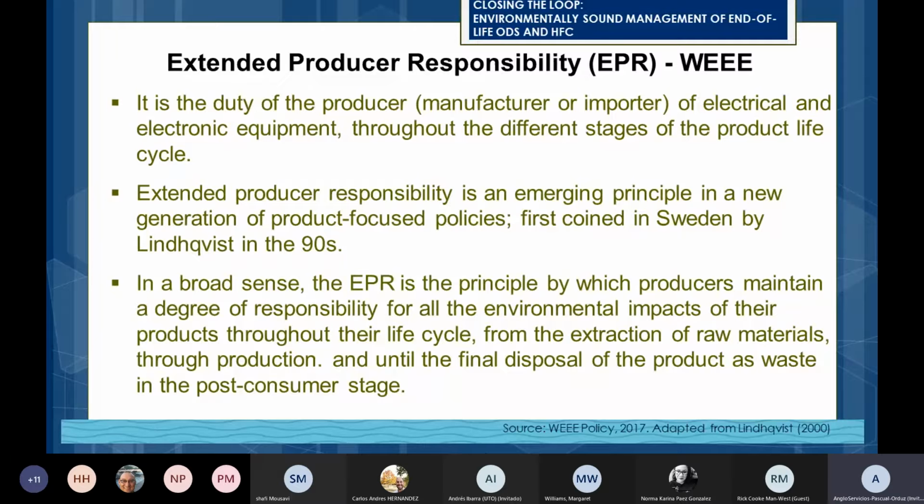In a broad sense, the EPR is a principle by which producers maintain a degree of responsibility for all the environmental impacts of their products throughout their life cycle, from the extraction of raw materials through production and until the final disposal of the product as waste in the post-consumption stage. Next one, please.